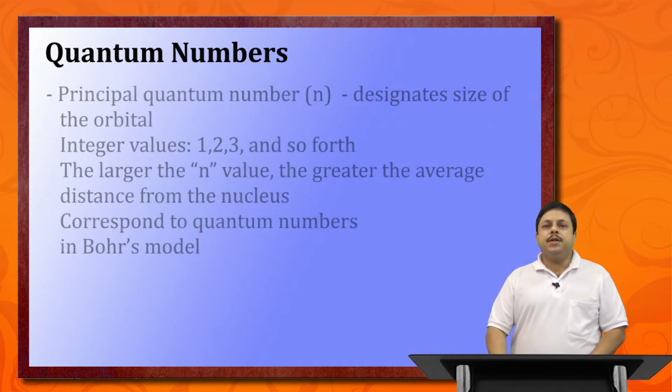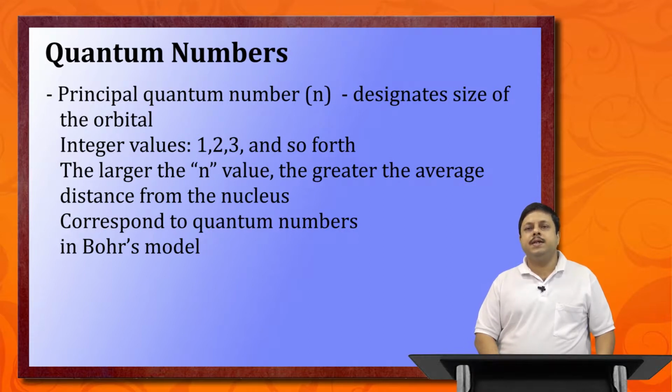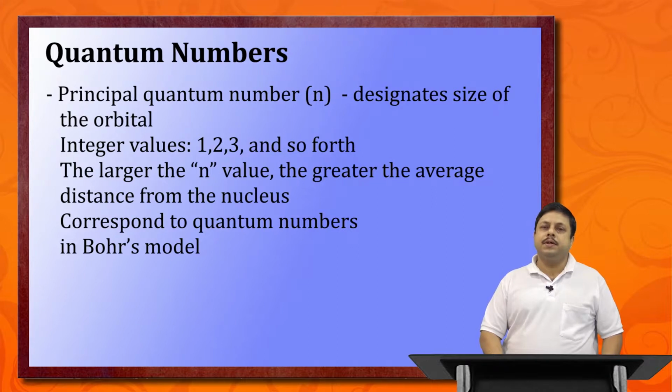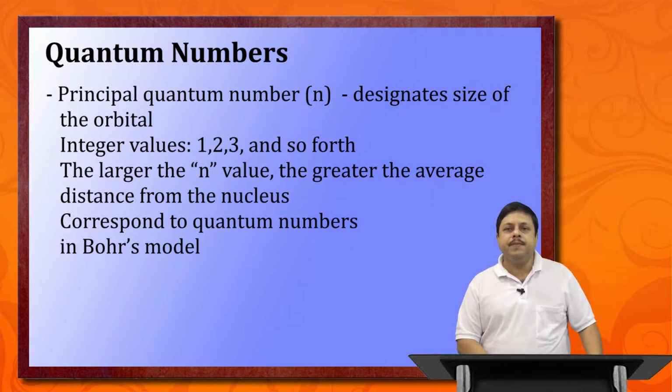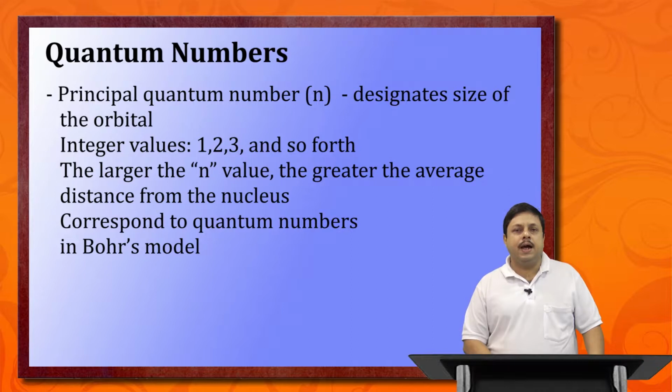So what are these quantum numbers? As I've just said, n is the principal quantum number, which designates the size of the orbital and its energy. It has just integer values like 1, 2, 3 and so on, going up to infinity. If the value of n is large, the orbital is more distant from the nucleus, and it corresponds to the quantum numbers associated with Bohr's model.